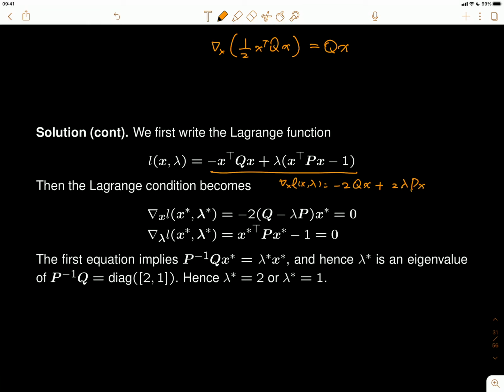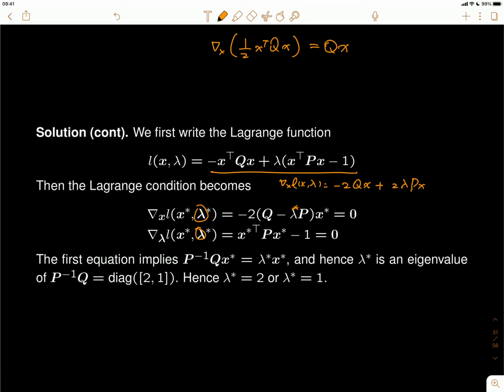And then we extract the negative 2 outside, and we have this. This is equal to 0. And also, the gradient with respect to lambda is just h(x), so that's just h(x) equals 0. So we need to combine these two and try to solve for x star and lambda star. Oh, sorry, this should be lambda star here. Also, lambda is just a scalar, so I can write it as a regular letter, not boldfaced.